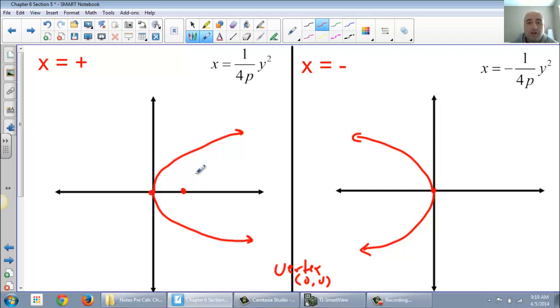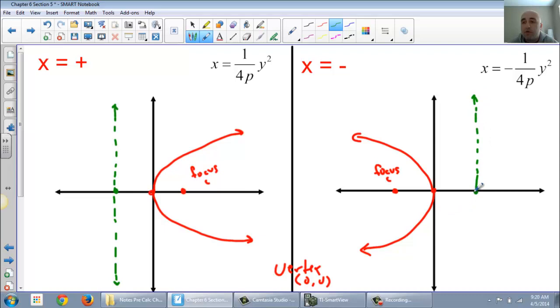Okay, let's put in our focus point. Remember, focus is C, and it's always on the inside of the parabola. And then we also, once again, now have directrix lines. And remember, the distance has to be the same away. And I'm going to get that as close as I can. And now they're vertical because remember, they have to be perpendicular to the parabola. Okay, so there's our directrix lines.